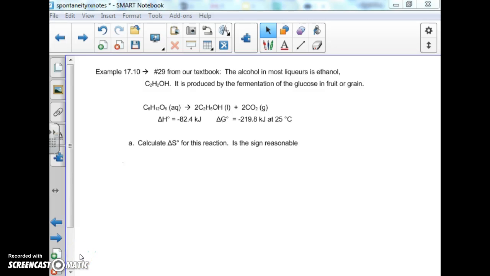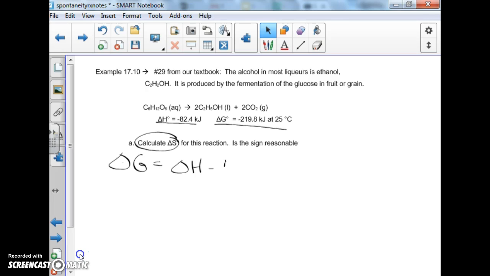We're going to go over problem 17.10, 29a out of your textbook. Here we need to find the value for delta S. So we're looking for delta S, and we have H and G values. Therefore we're going to use the formula delta G equals delta H minus T delta S. We're going to manipulate this formula to solve for delta S.